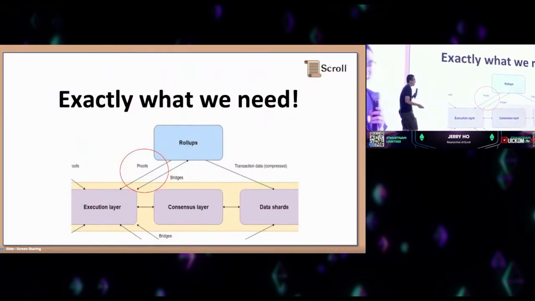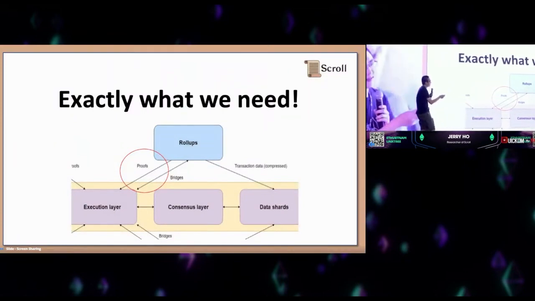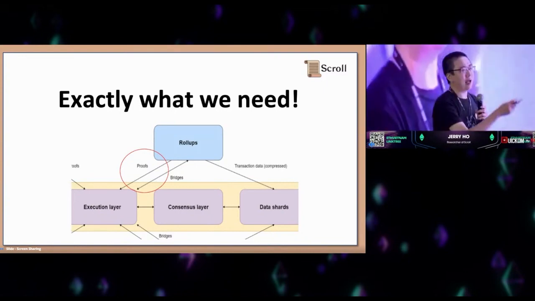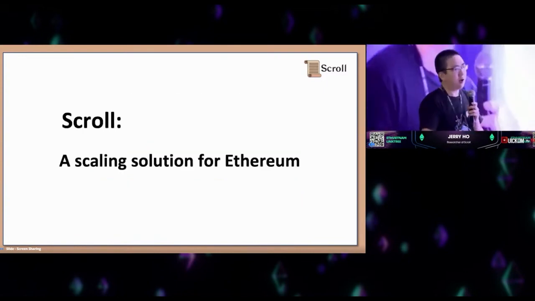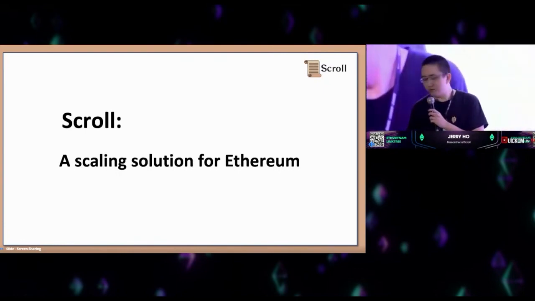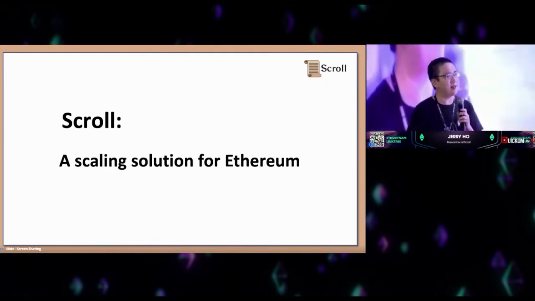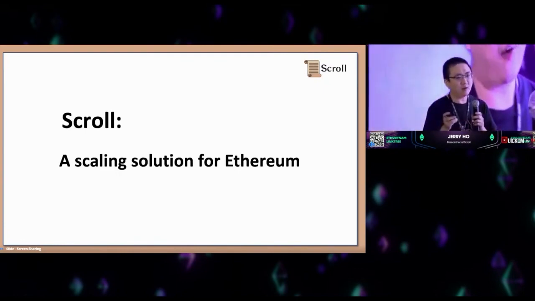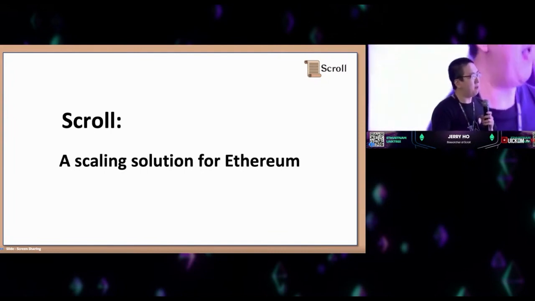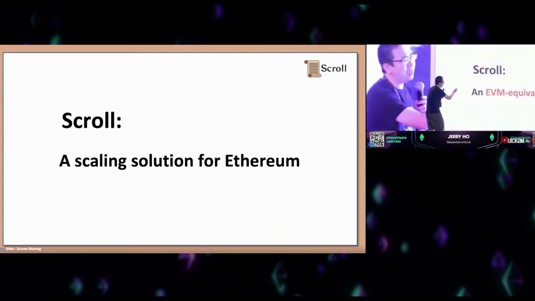So trust code, trust math instead of trust human. That is why zk rollup is here. So time to introduce Squirrel. Okay, Squirrel is a scaling solution for Ethereum, correct? We've just learned that. But what do you mean by EVM equivalent?